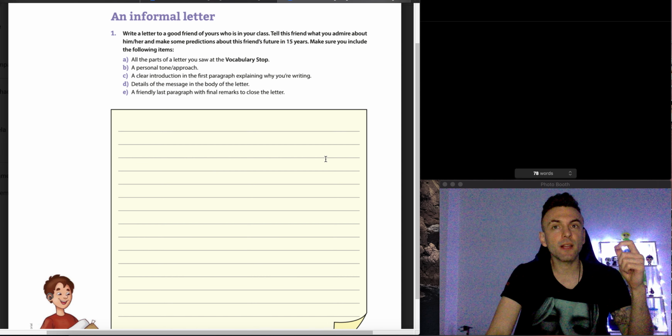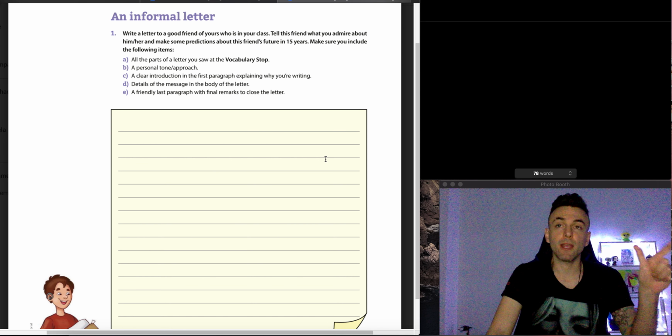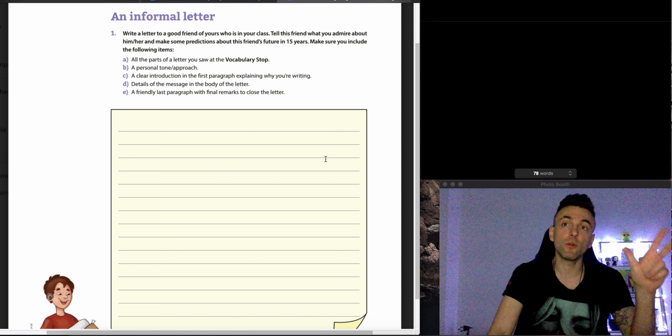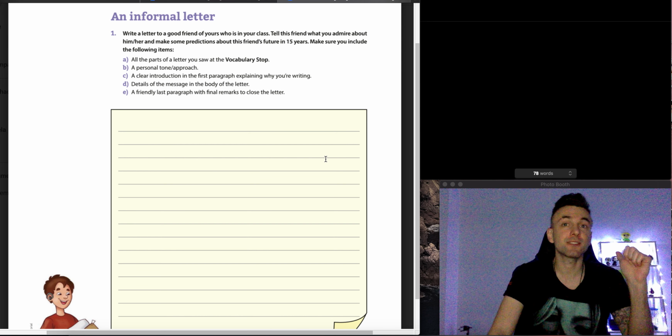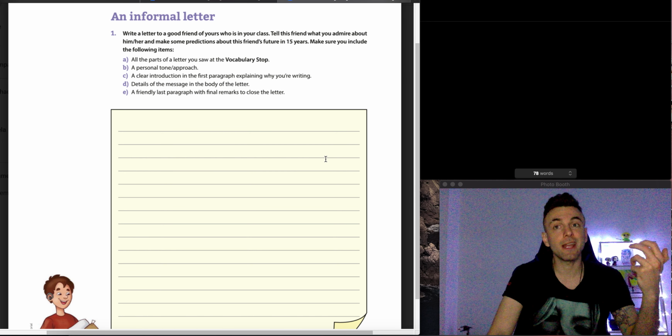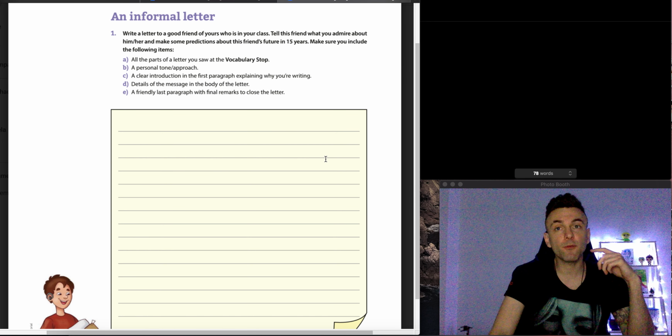All parts of a letter that you saw in vocabulary: a personal tone of approach, a clear introduction in the first paragraph explaining why you are writing, details of the message in the body, and finally a friendly last paragraph with final remarks to close the letter.